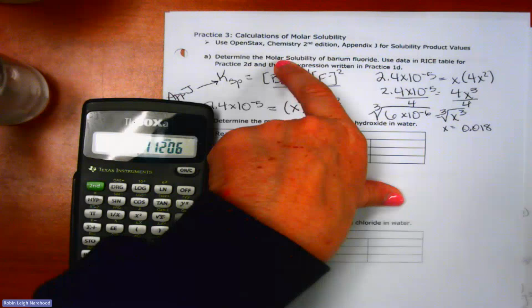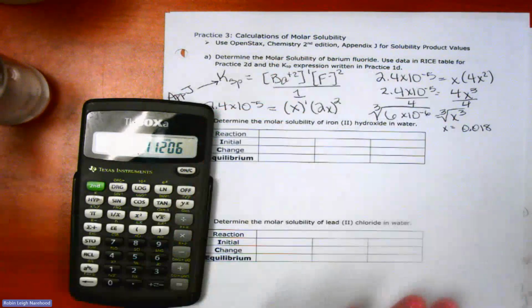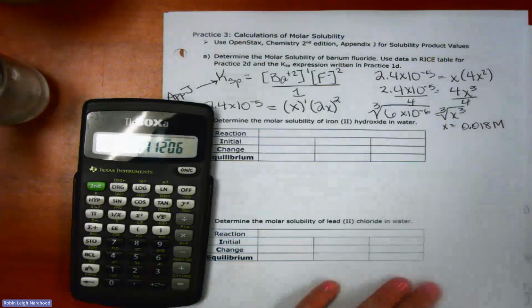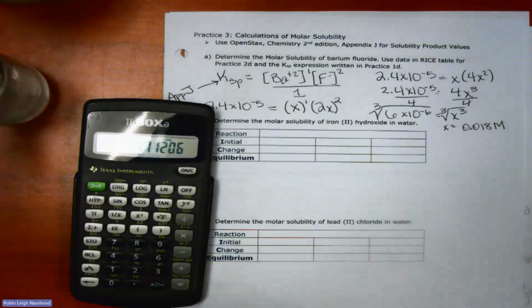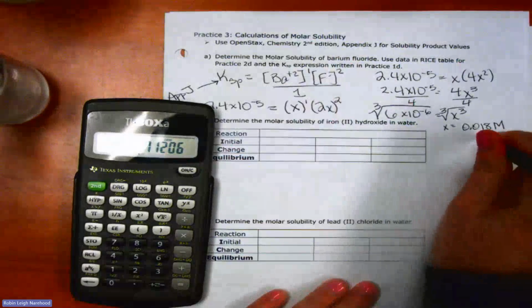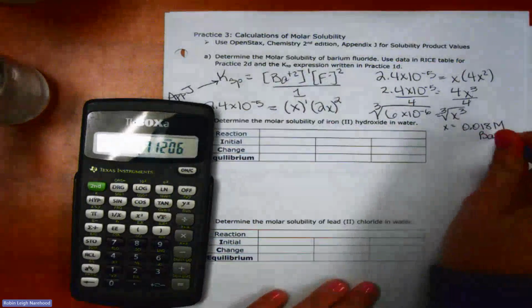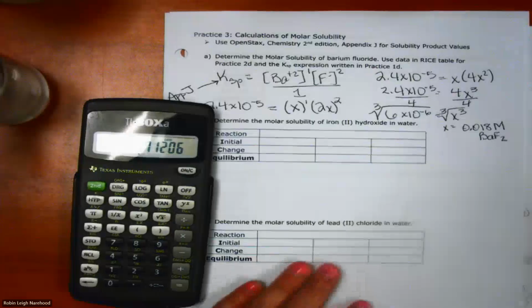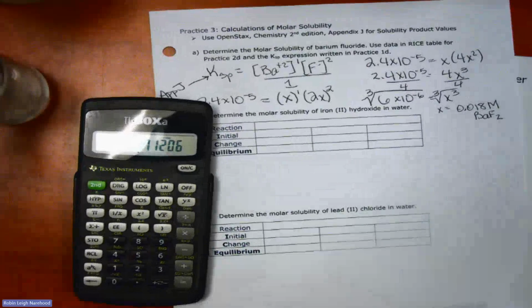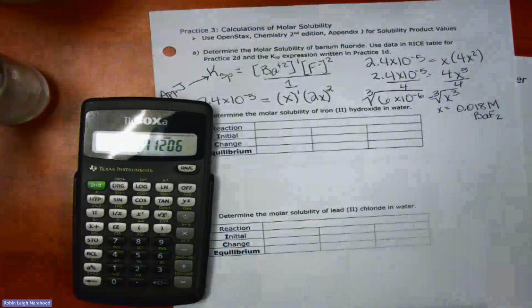And so what is the abbreviation for molarity? Capital M. And so when you get your X, you're going to stick a capital M on it. And it is the molarity of barium fluoride. So then you just tack on the compound's formula. So this is the finishing step. This is the finishing touches on the answer.